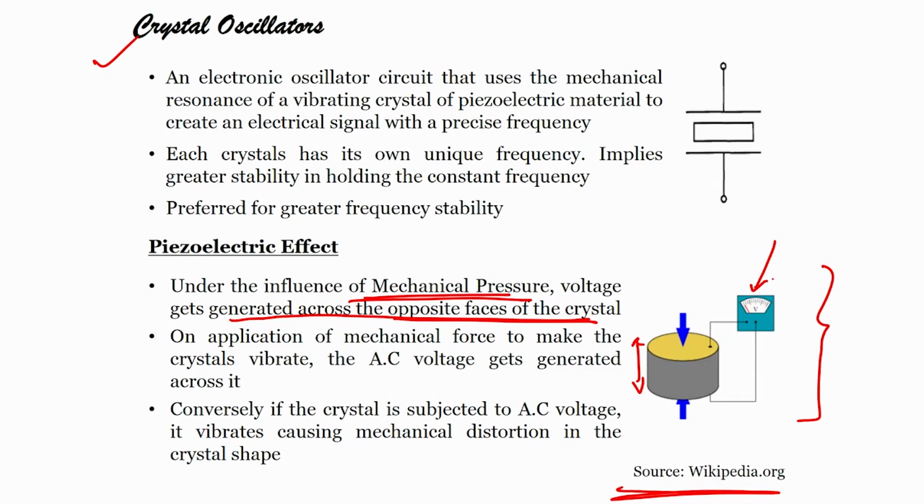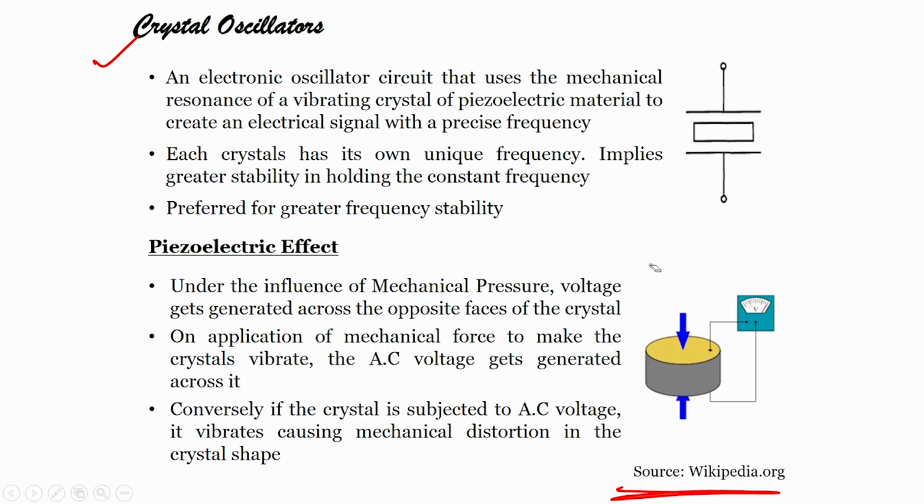You look at this meter: when applying pressure, voltage increases; releasing pressure, voltage comes back. So applying pressure will cause a change in the voltage or the signal. Applying pressure where? Across the faces of the crystal. On application of mechanical force to make the crystal vibrate, an AC voltage gets generated. Conversely, if the crystal is subjected to an AC voltage, it vibrates, causing mechanical distortion.